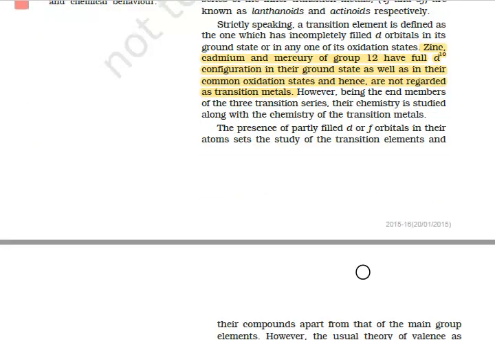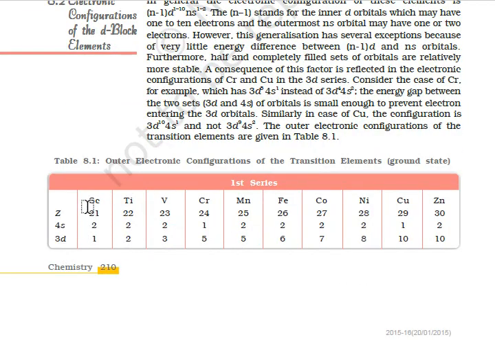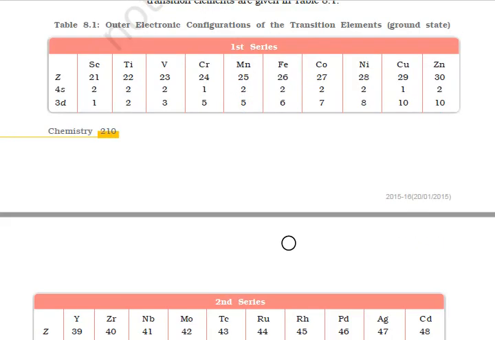If we look at the series, scandium, titanium, nickel, copper and so on are regarded as transition elements, but zinc is not considered a transition element due to its fully filled d orbitals. Copper also has a fully filled d orbital, but that is after one electron is taken from the 4s orbital to complete the d orbital. So copper is also considered a transition element. But in the case of zinc, no such transition takes place between the d orbital and the 4s orbital.